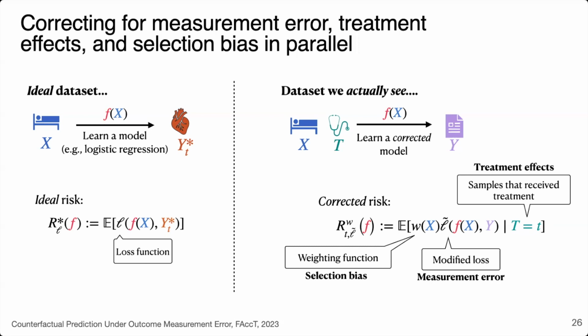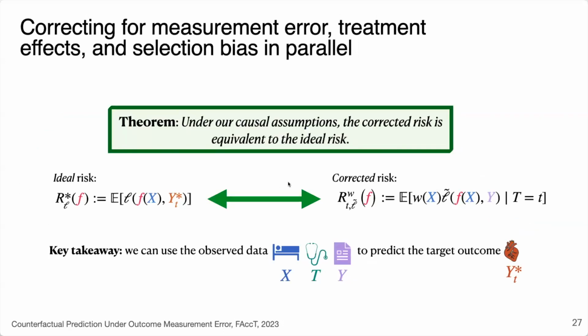And so we can combine these different ingredients to learn a predictor that recovers a risk that is a good surrogate for the ideal risk that we're trying to minimize. In particular, we have this result in our paper, which I can state informally, which states that under our causal assumptions, this corrected risk that I've just told you about is equivalent to the ideal risk that we'd like to minimize over target outcomes.